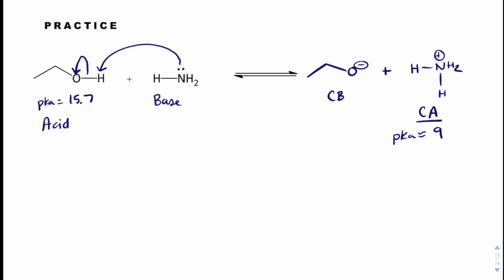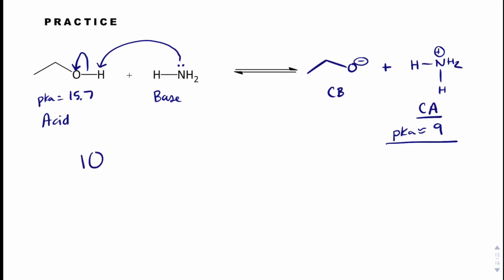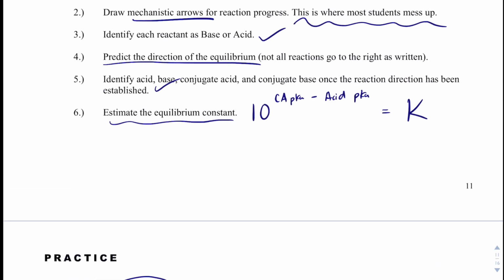So if this reaction proceeds, we form a stronger acid, or an acid with a lower pKa. So I can say 10 to, and I'm just going to copy and paste. That would be smart of me.